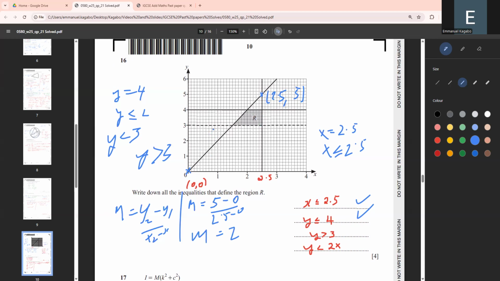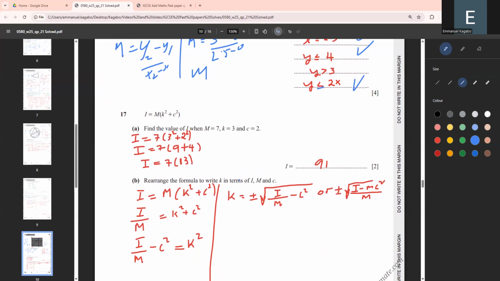And which region are they describing? They are describing the region below. Below this, you see? This is the part they're talking about for my region. So that one is below. That's why I used that, and it's supposed to be less than or equal to that. Okay, very good.